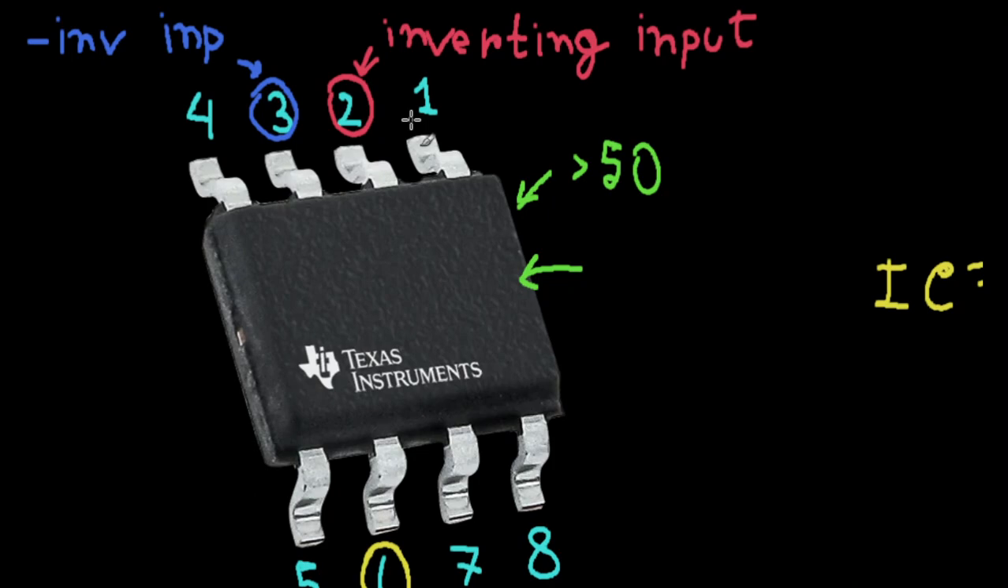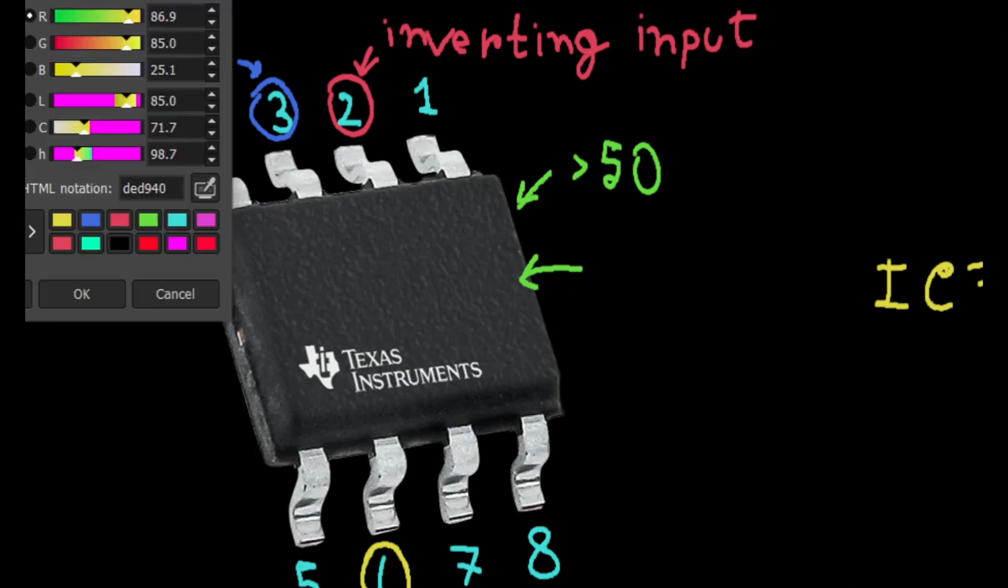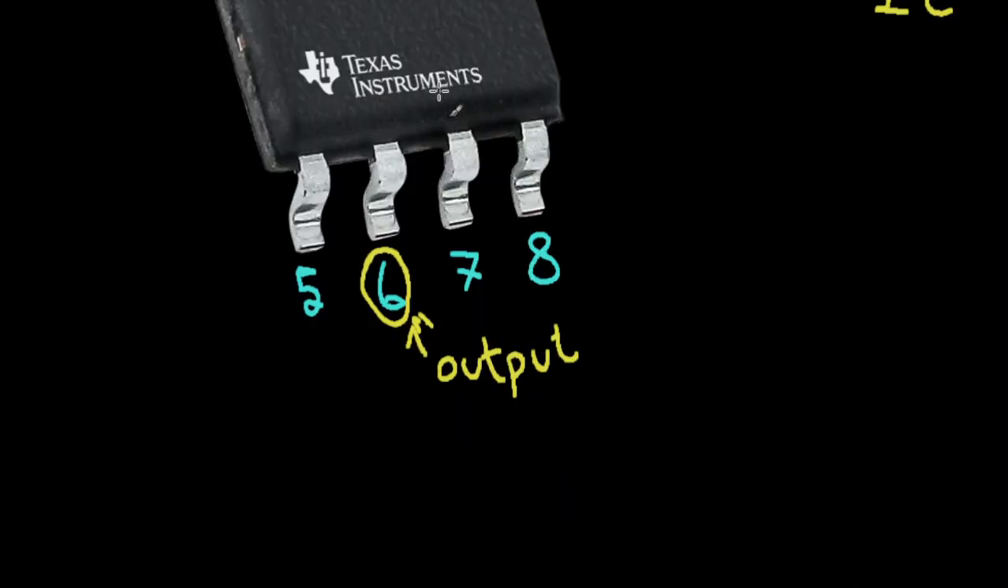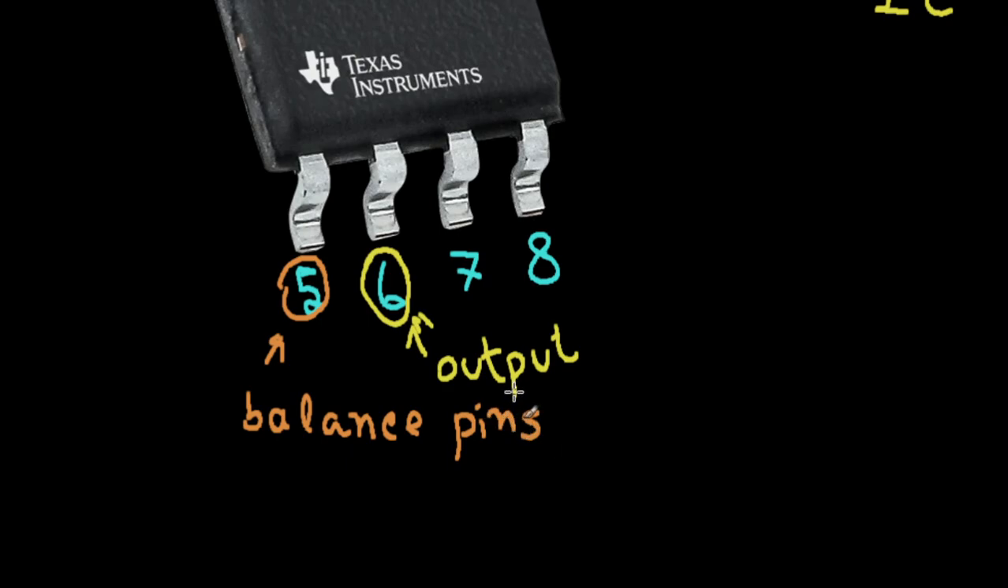But I should also mention what the others do. It wouldn't be fair if I don't. Pins 1 and 5 are called the offset null pins, or to put it more simply, the balance pins. To describe their role as simply as possible, they make sure that your output voltage is 0 when it's supposed to be. They make certain of that.